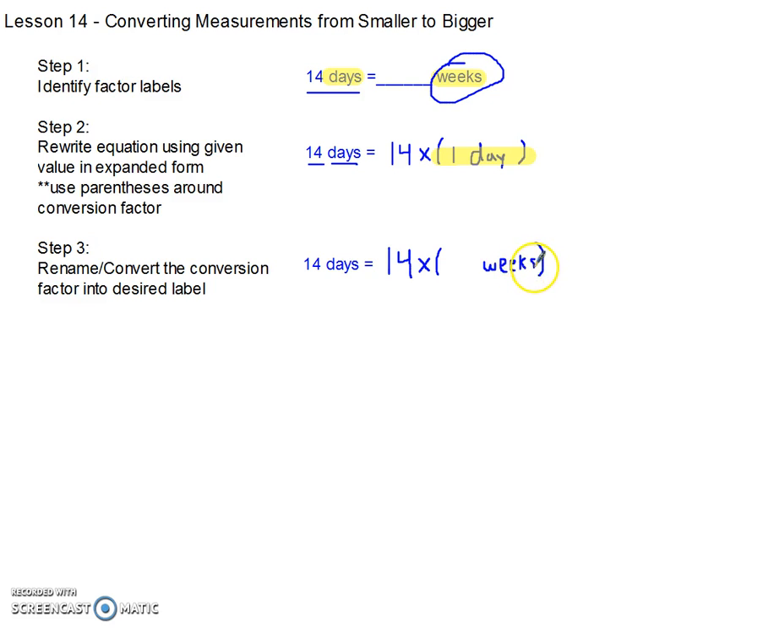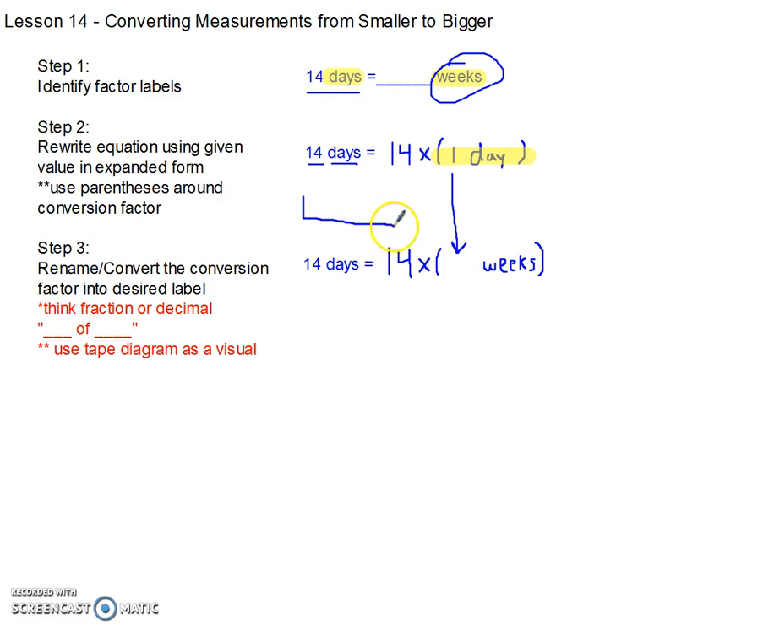And now here is where the new or challenging part comes in, when we want to change days into weeks, when we're moving from the smaller unit value to a bigger unit value. You want to think of your conversion factor now in terms of a fraction or a decimal. Basically, blank of blank will be your conversion factor. And a lot of the times, a tape diagram as a visual will help us in identifying our fraction or our decimal.